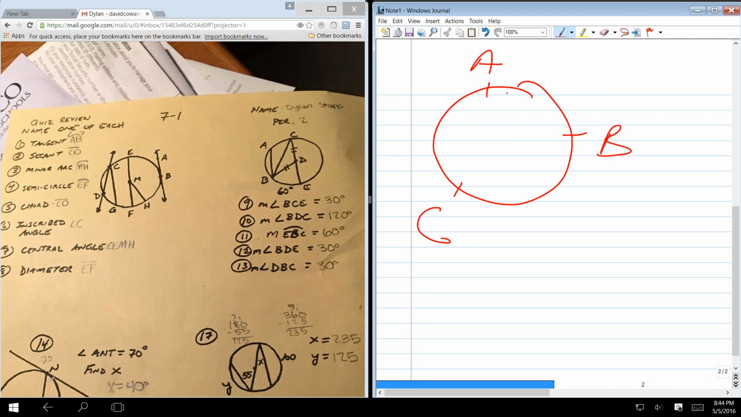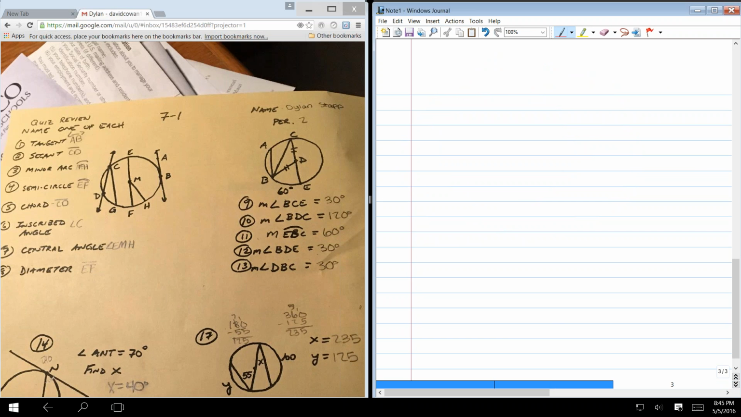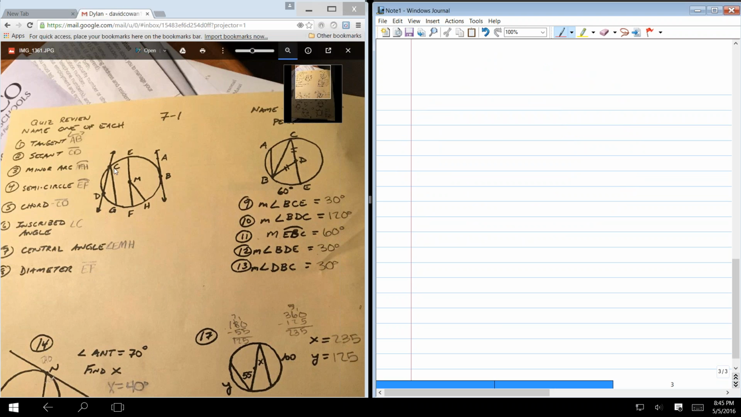In other words, if I say AC, I'm definitely referring to that arc. If I want to refer to this arc, I have to call it ABC or CBA. Okay. Chord CD is also a chord as well as the secant line. Inscribed angle.